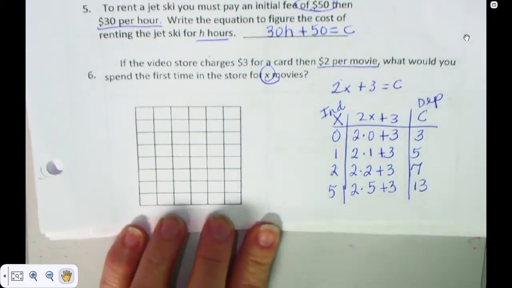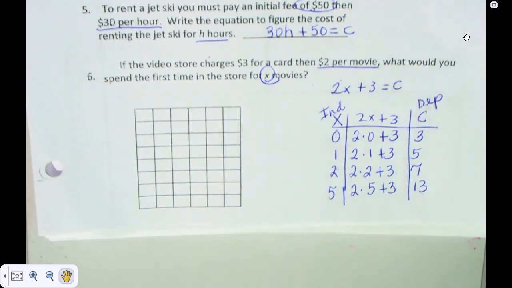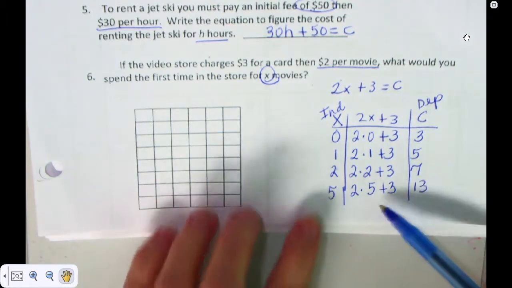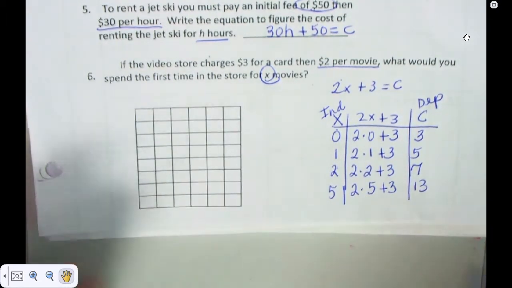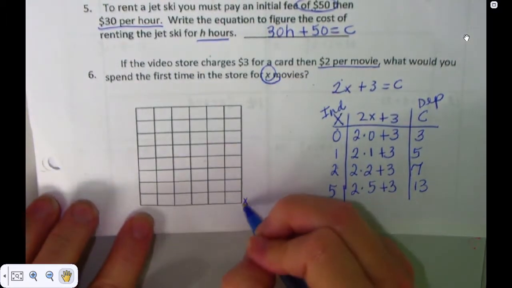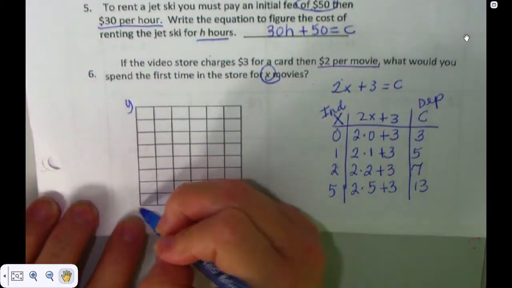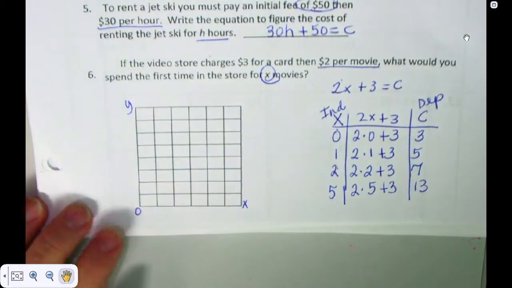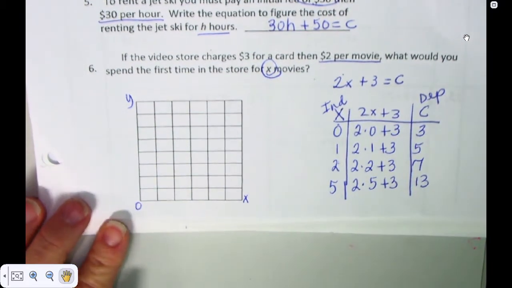Does everybody understand what we're doing there? We're putting these X's in for X. We're just evaluating that we've learned how to do already. Okay, now we're going to go graph it. X, this is X-axis, this is Y-axis. This is 0. Where the X and Y-axis meet. That's going to be 0.